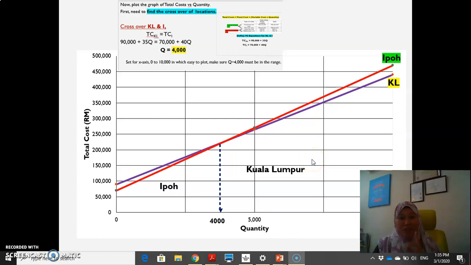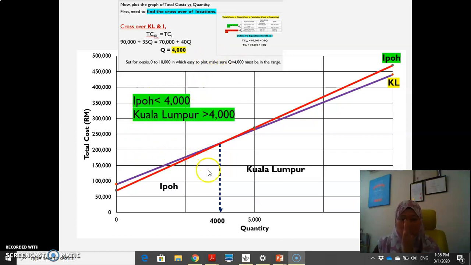Okay, not over yet. You need to produce the range. So for the range, from 0 to 4,000 belongs to Ipoh. So how to write it? I show you. And from 4,000 onwards, it's for Kuala Lumpur. So for the range, Ipoh is less than 4,000 and Kuala Lumpur is more than 5,000.